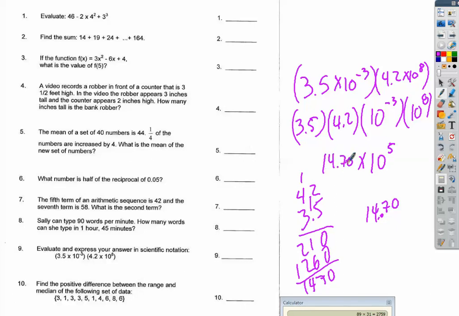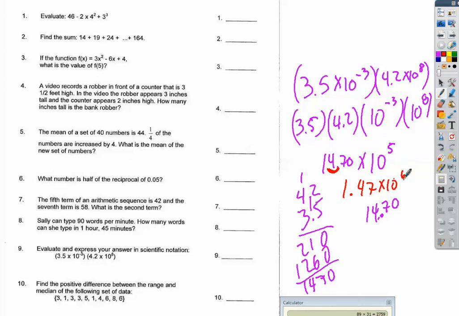You know that in scientific notation, I can't have 2 place values here. I need to move it over 1 in a positive direction. So my final answer is going to be 1.47 times 10 to the 6. It has to go up because I moved it over. And there you have it, folks.